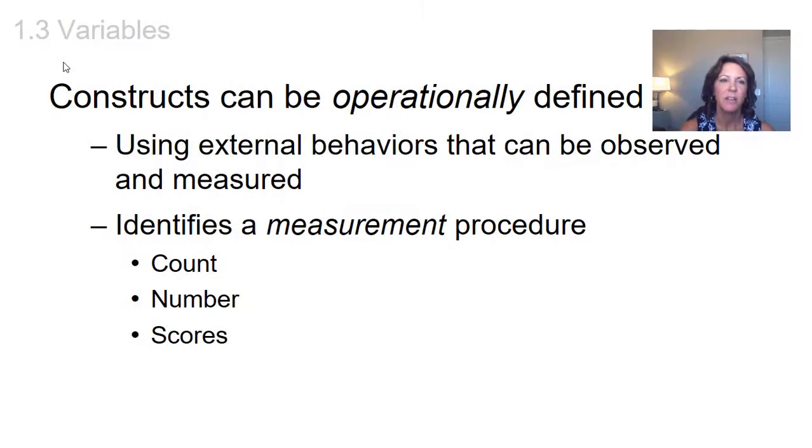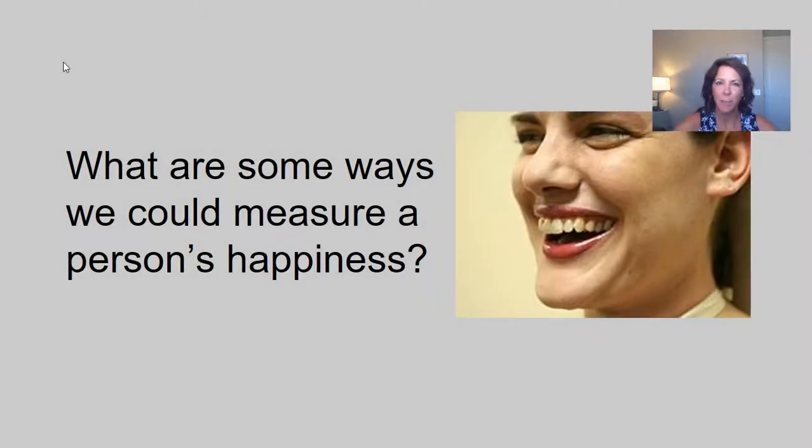So what we do is we operationally define a construct. This means using external behaviors that can be observed and measured and used as a proxy for that thing. So we have to identify a measurement procedure, a count, a number, maybe some scores. So let's take a stab at this. What are some ways that we could measure a person's happiness, the construct of happiness? So pause the video and write down some ways that you could measure happiness.